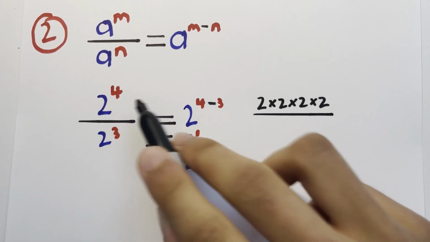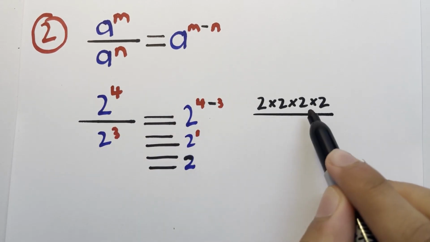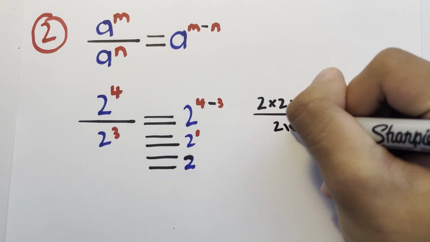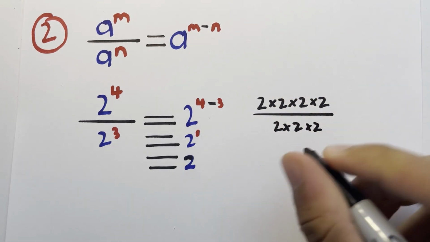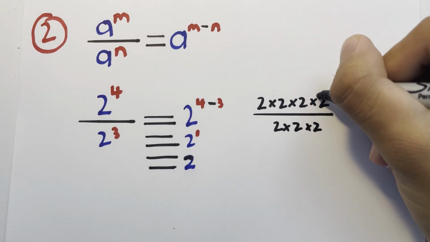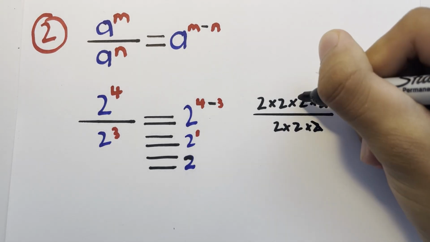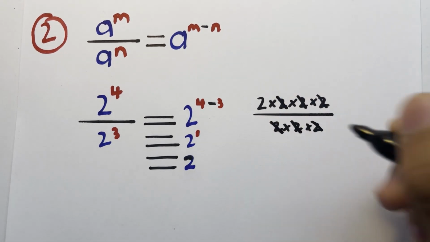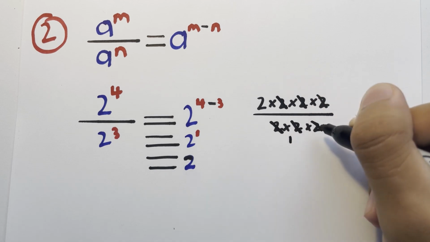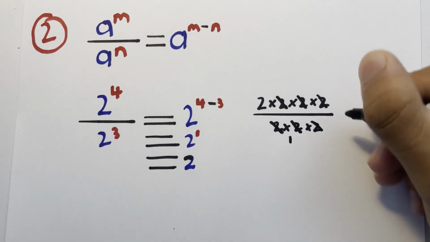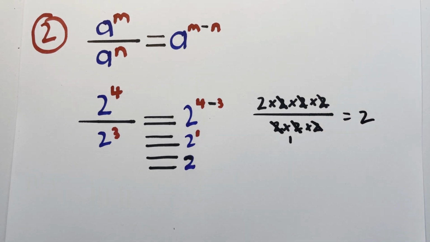We can rewrite 2 to the 4th power as 2 times 2 times 2 times 2, 4 times. And then we can rewrite 2 cubed as 2 times 2 times 2 with 3 2's. However, the 2's on the top and bottom can cancel out. So this 2 can cancel out that 2. This 2 cancels out this one. And this can cancel out this one. So we're left with just 1 at the bottom, because we've cancelled all those out, and a 2 at the top. So then 2 divided by 1 is equal to 2. So that's how we get our answer.